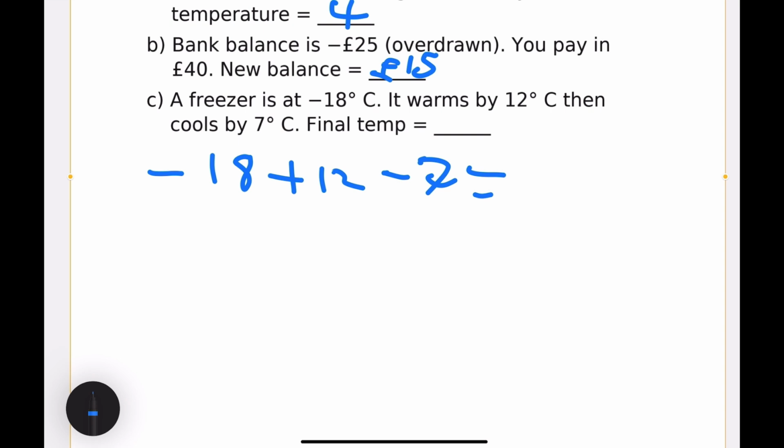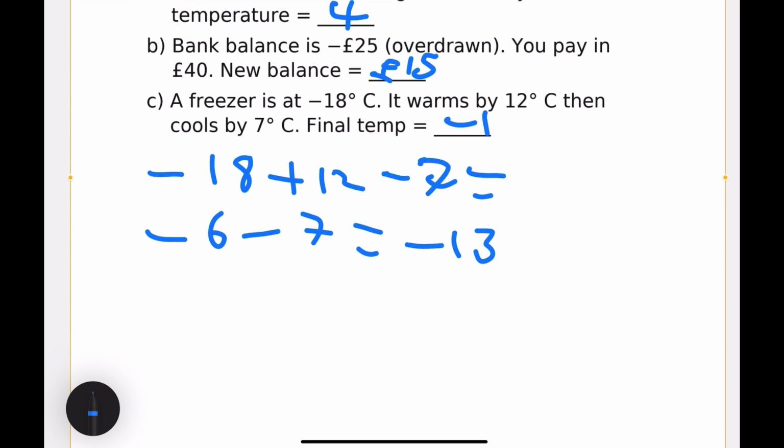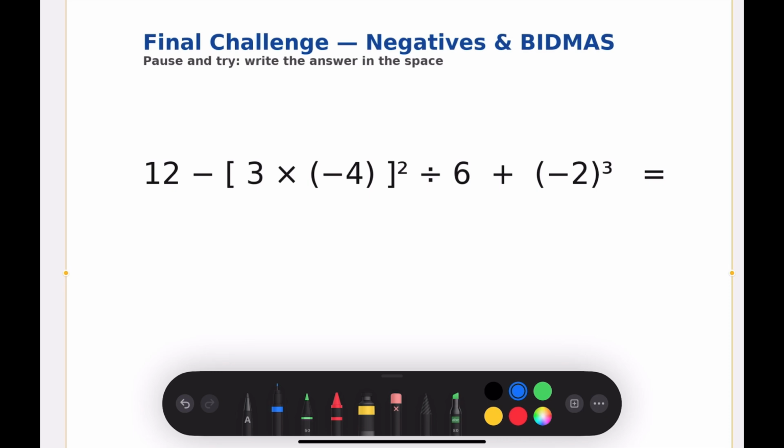So minus 18 plus 12, that would be minus 6. So it'd be minus 6 minus 7, and minus 6 minus 7 would be minus 13. As 6 plus 7 is 13, then you stick the minus sign in front. So it'd be minus 13 degrees Celsius. Okay, so the final question is a challenge involving BIDMAS and negative numbers. So have a go yourself, then come back to look at the solution.